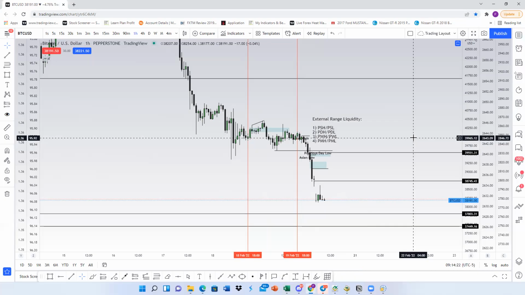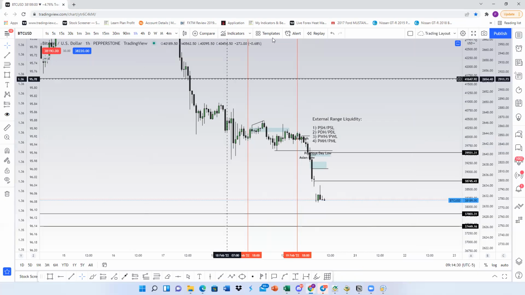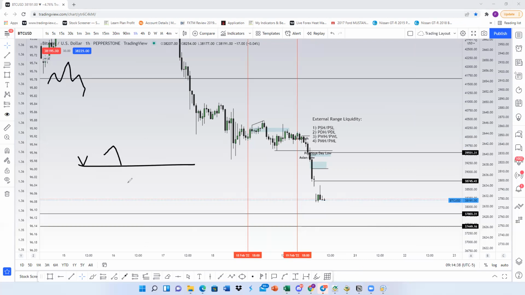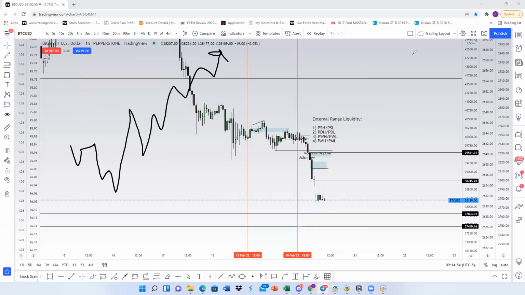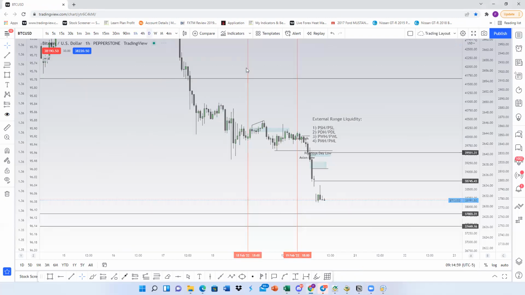So I'm encapsulating this to one simple framework, and the framework is from a session low to a previous day's high. If price takes out a previous session low and starts to show some immediate reaction and goes higher, that is an indication that the daily candle is going to be protected.